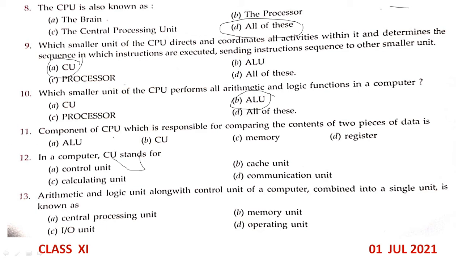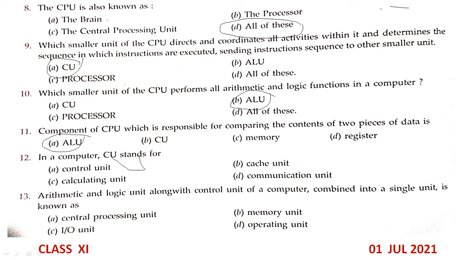Component of a CPU which is responsible for comparing the contents of two pieces of data. As you know, the arithmetic operations are addition, subtraction, multiplication and division, whereas finding the relationship between two elements is known as the comparison operation. It is also known as logical operation. Therefore, once again the answer will be ALU here.